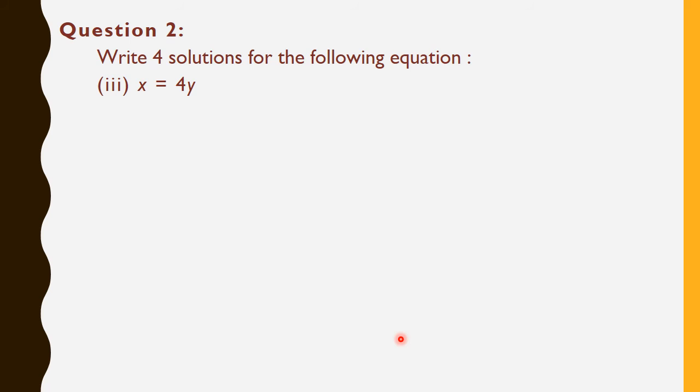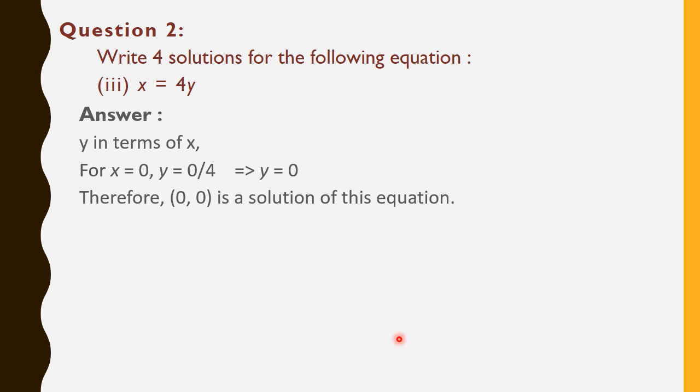Third part of the second question is, write 4 solutions for the equation x equals 4y. For x equals 0, y is equal to 0 by 4, right? So we can write y in terms of x by 4. We can simply write it like this, or we can directly put it in the equation, whatever you choose. So y is equal to 0. Generally, it is very helpful if we write the equation in terms of y. So in this case, we are getting the solution as (0, 0).